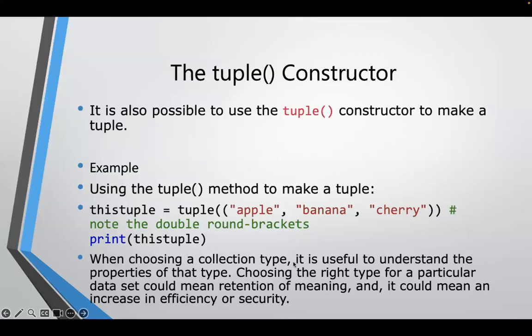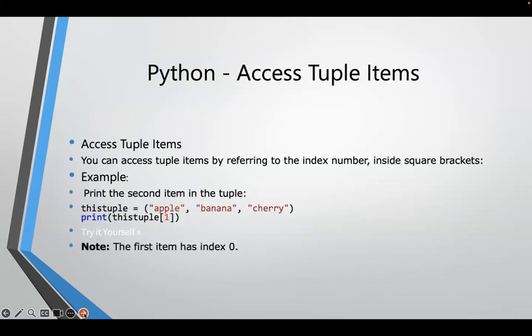So when choosing a collection type, it is useful to understand the properties of the data type. If you want to choose a specific type of data to store your information, it's very good for you to know the qualities or the characteristics of this data. Choosing the right type for a particular data set could mean retention of meaning, and it could mean an increase of efficiency and security. If you know what a data type can do, that is going to make it easier for you to know how to use it.